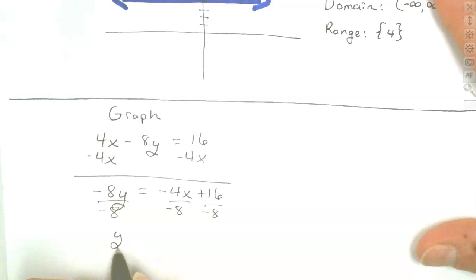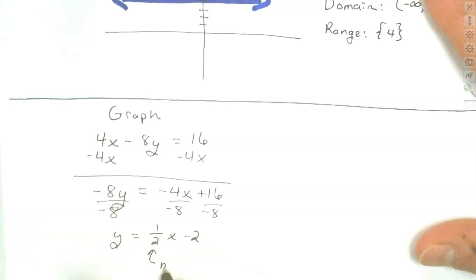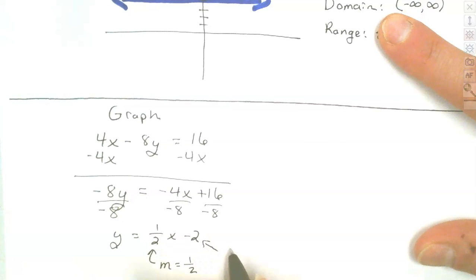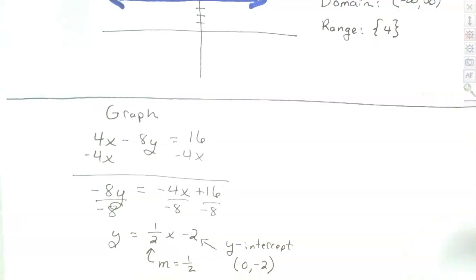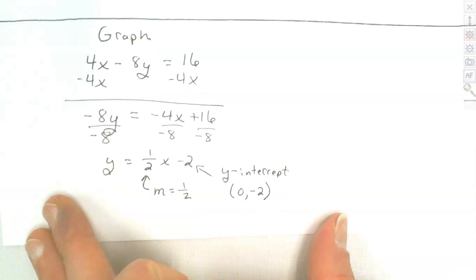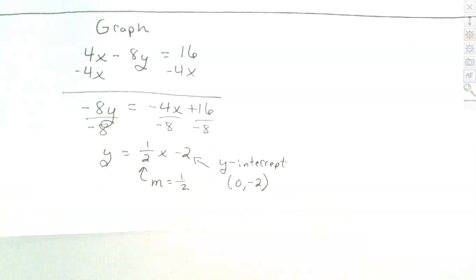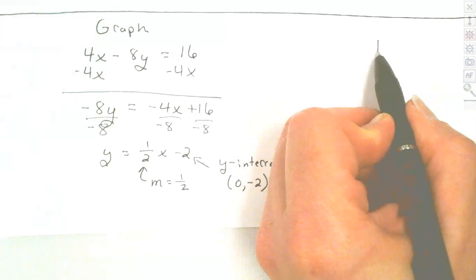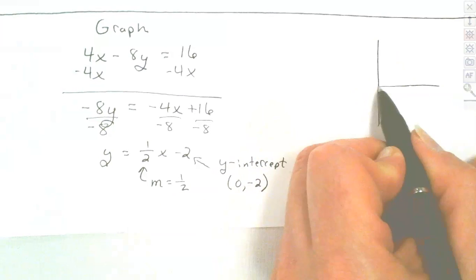And that reduces down to be y equals negative and negative makes it positive 1/2 x. And 16 divided by 8 is a negative 2. So there's my slope, which again is a half. And that negative 2 is your y-intercept. As an ordered pair, that would be 0, negative 2. How do we graph it? Well, we find our point, which is 0, negative 2.